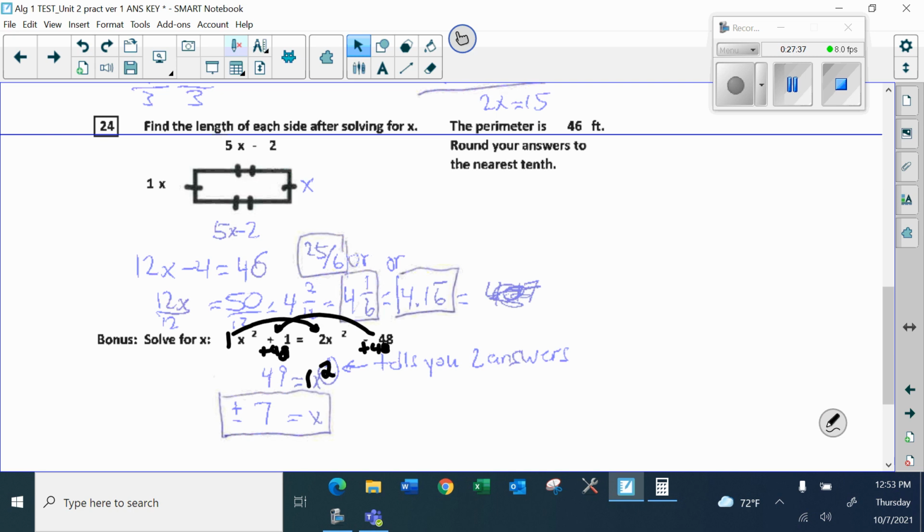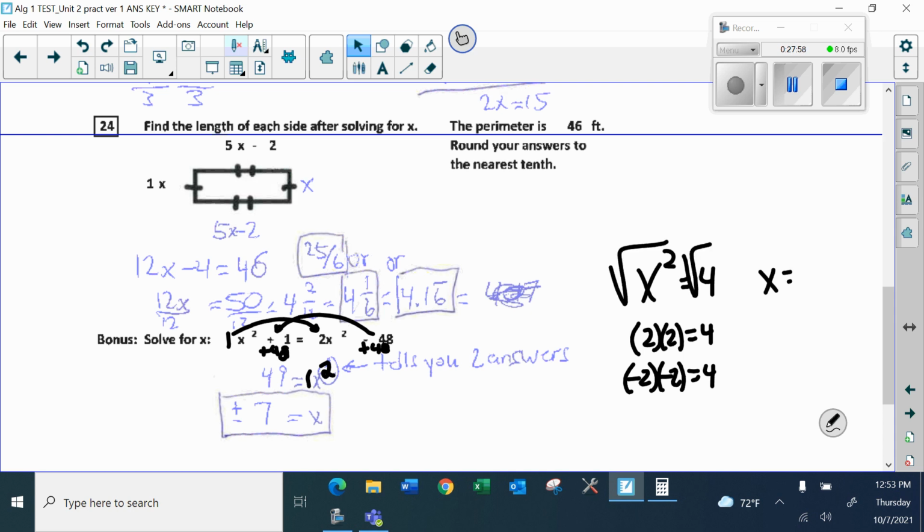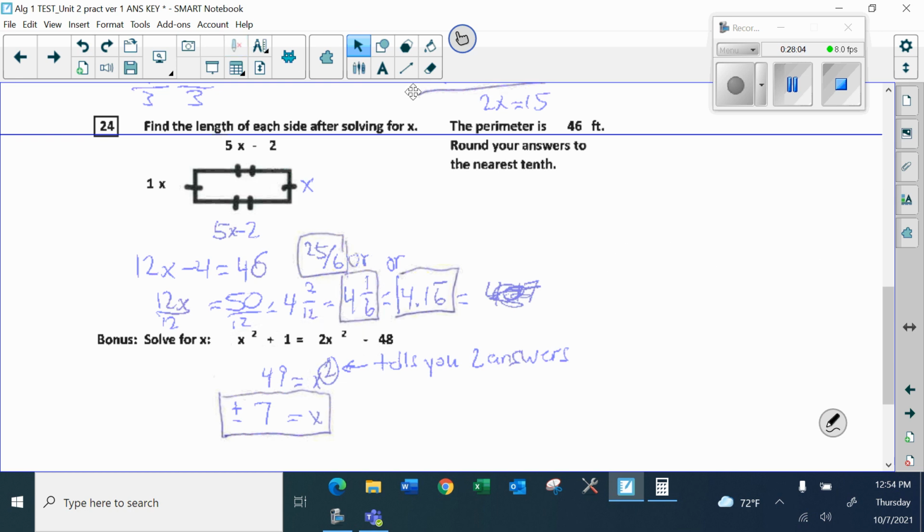How do I go? Remember, let's say I have x squared equals 4. What does that mean? It says, what 2 numbers can I multiply by itself to give me 4? Well, 2 times 2 is 4, and negative 2 times negative 2 is 4. So that means I'm taking the square root of both sides. So I get x equals plus or minus 2. Both 2 and negative 2 work.